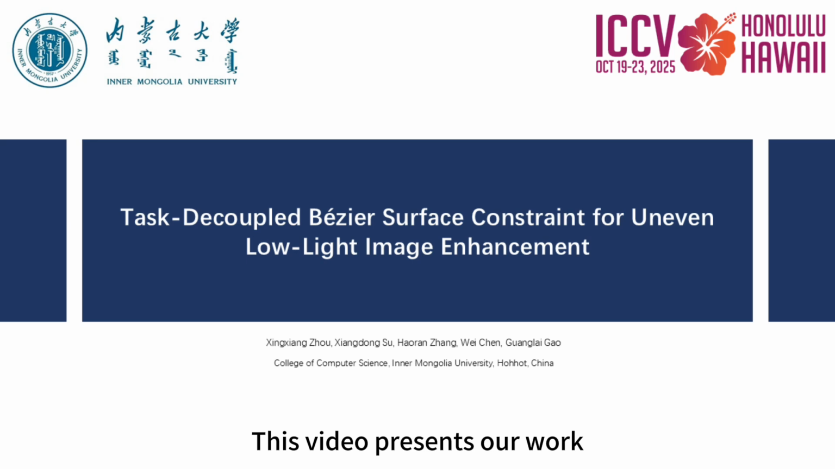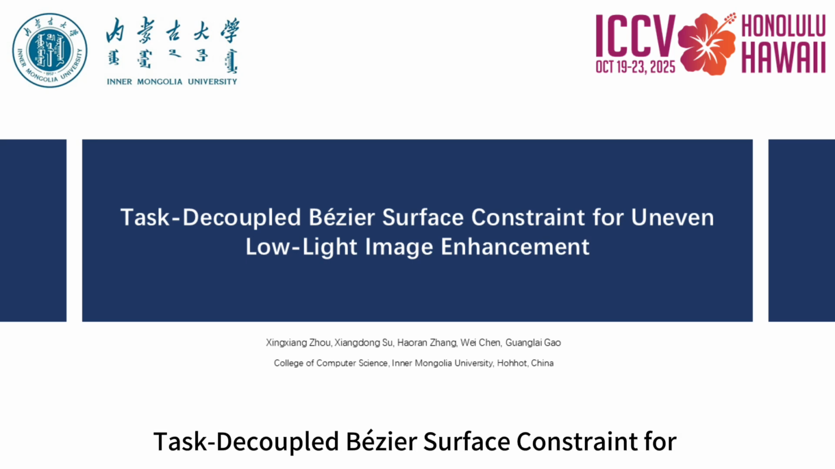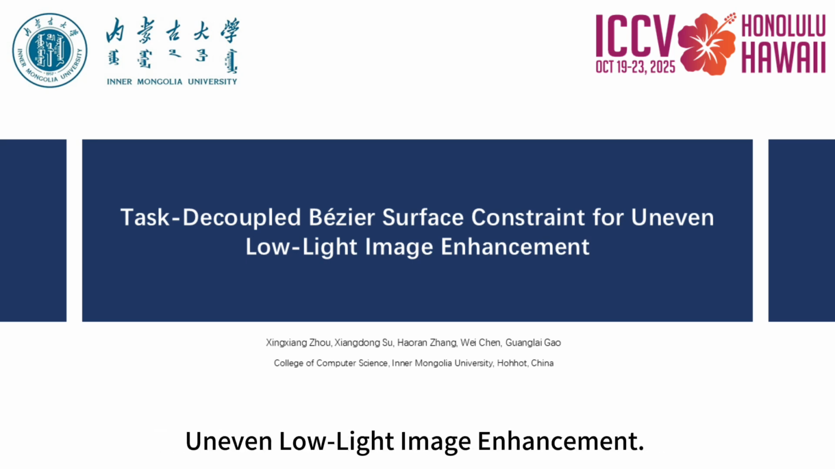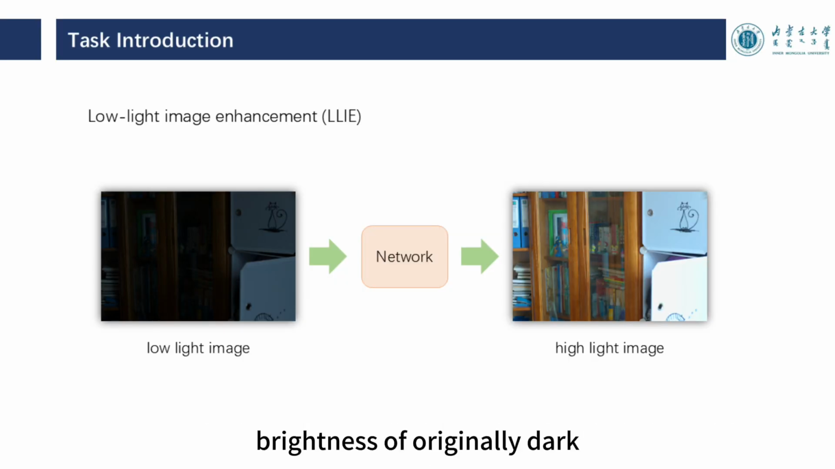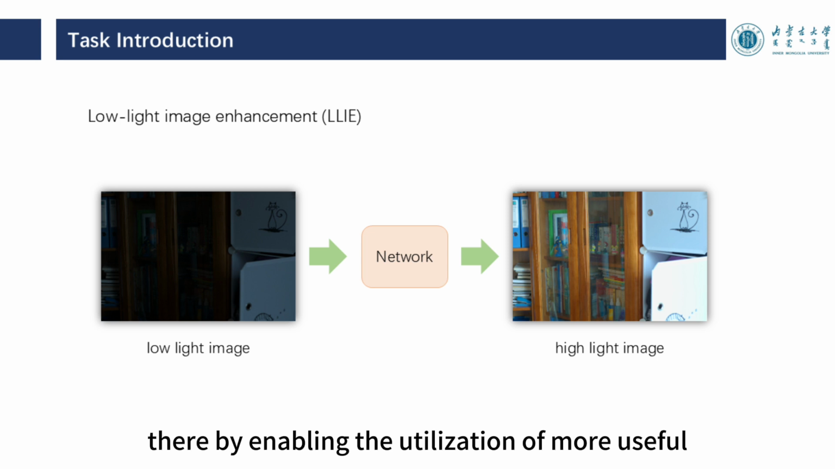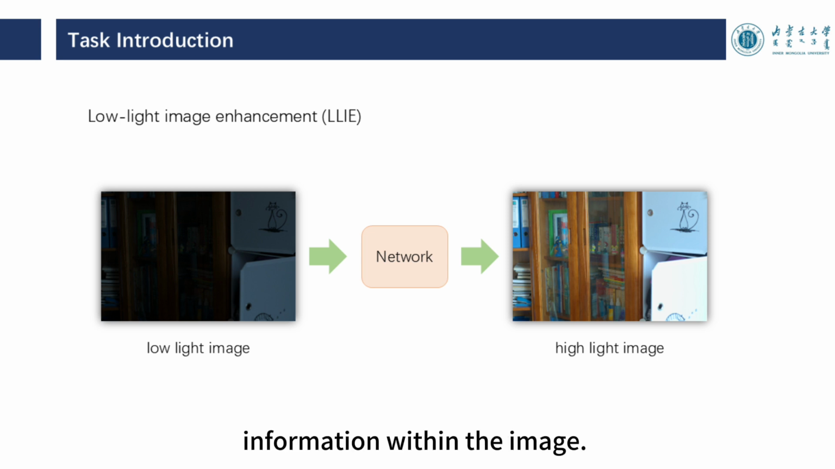This video presents our work, Task-Decoupled Bézier Surface Constraint for Uneven Low-Light Image Enhancement. The goal of low-light image enhancement is to increase the brightness of originally dark images through algorithms, thereby enabling the utilization of more useful information within the image.